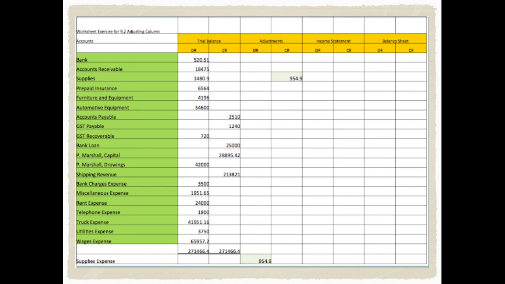What we're going to do now is we're going to go to the 8-column worksheet and credit how much of the supplies we have used in the credit row in the adjustments column. And then at the bottom, we're going to add a new account called the supplies expense at the bottom, and we're going to debit that for $954.90, as you can see here. You have to do these things in the adjustments column.